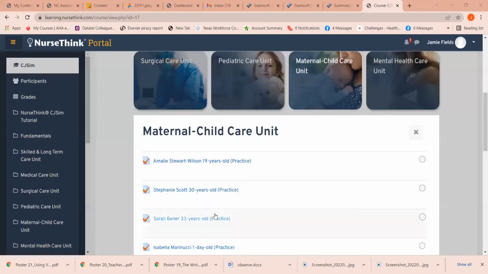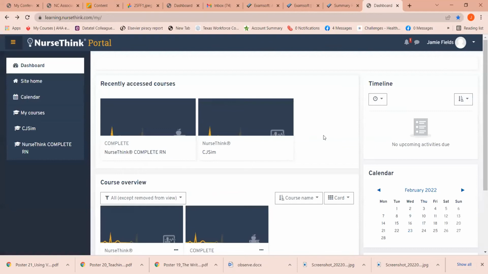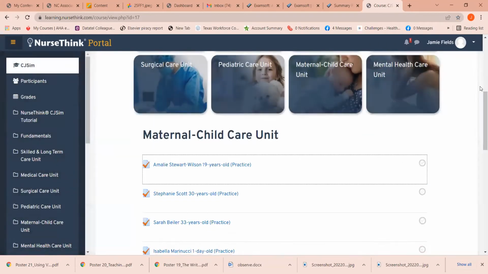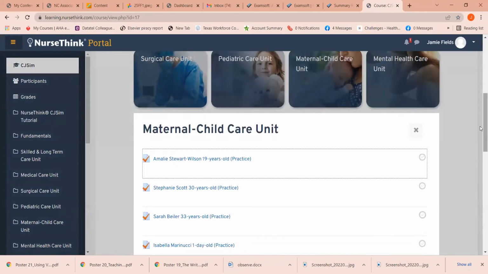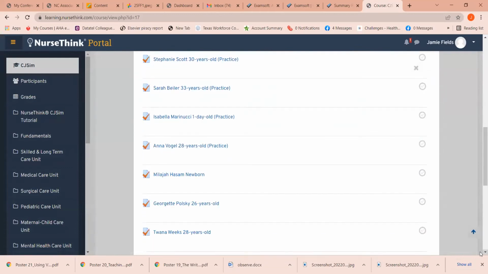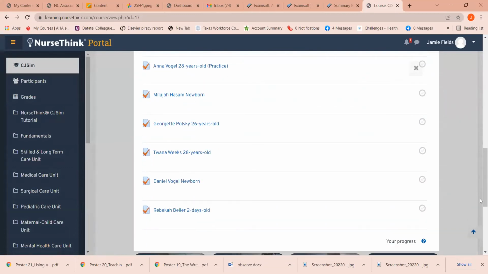Let me show you what it looks like. I'm already in the unit, so I'm going to back out. Okay. On your NurseThink portal, you're not going to Complete RN, you're going to CJ Sims. In CJ Sims, you select your unit, and you're going to do Isabella, and Daniel.